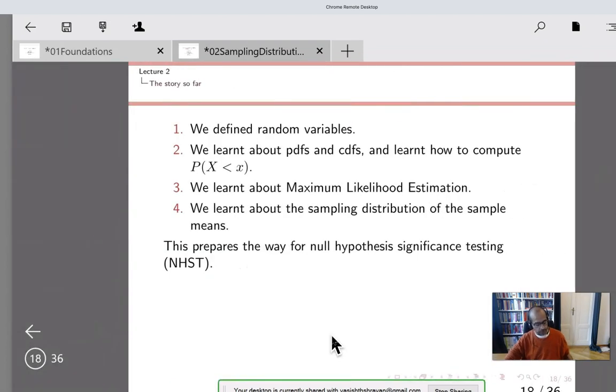Okay, so what we have done so far is that we have defined the theory of random variables in a very quick way, where we learned about probability mass and density functions and cumulative distribution functions, and importantly we learned how to calculate the probability of observing some value x or something less than that, or some range of possible values. We also learned about maximum likelihood estimation, so we know what the sample mean and standard deviation is giving us, right? And finally, we just reviewed the idea of a sampling distribution of the sample means. So this prepares us to talk about null hypothesis significance testing.